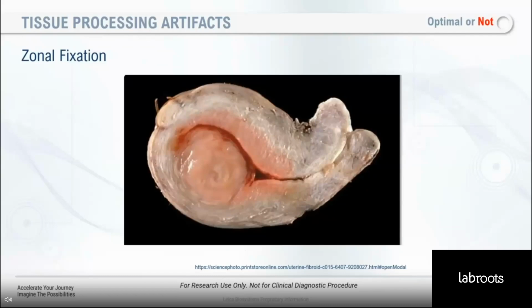Let's talk about zonal fixation. So you may have the right ratio of formalin to the specimen, but if you have hollow organs or large tissue resections, you want to make sure that the hollow organ is open and that a large specimen is prepped so that the fixation can occur throughout the specimen.